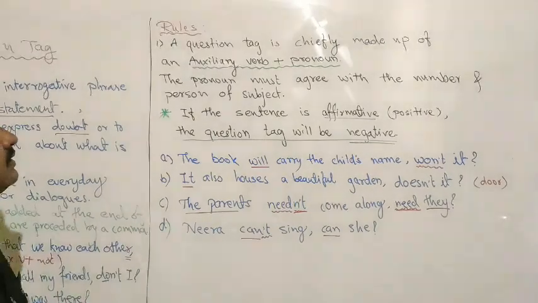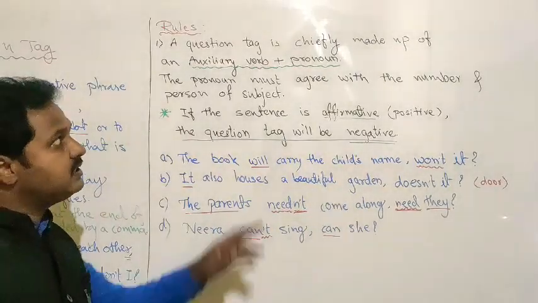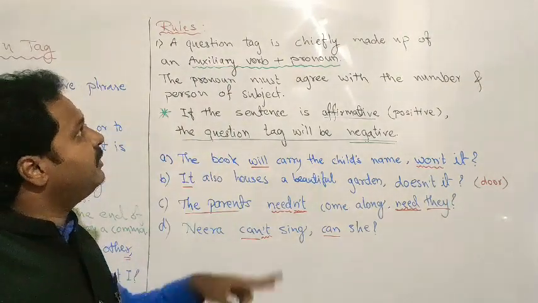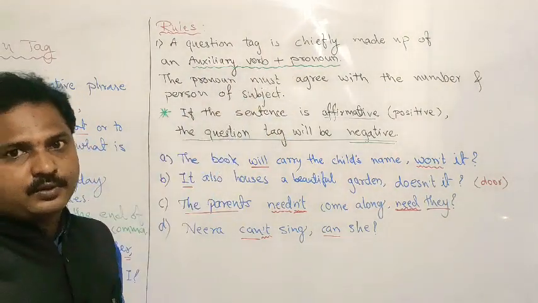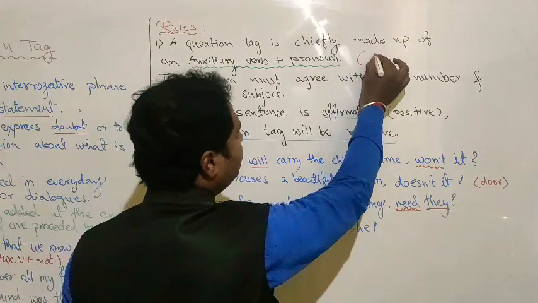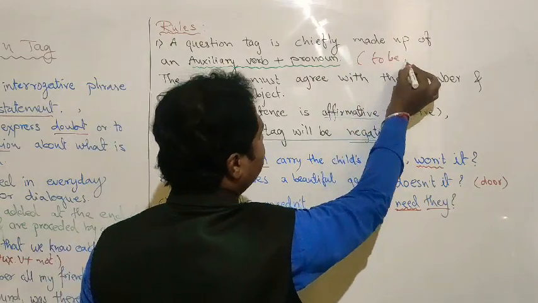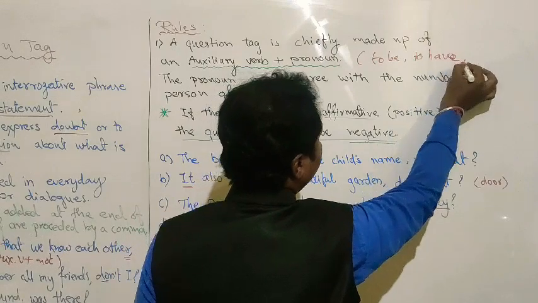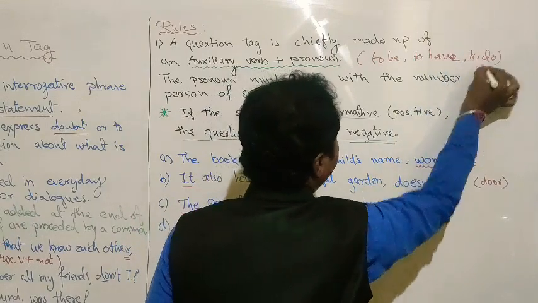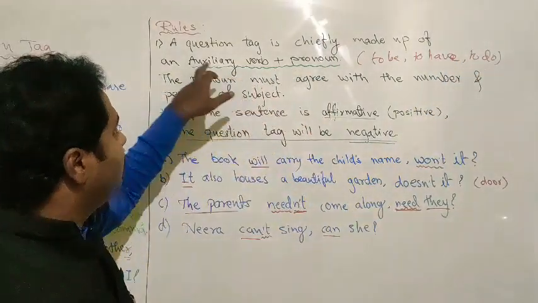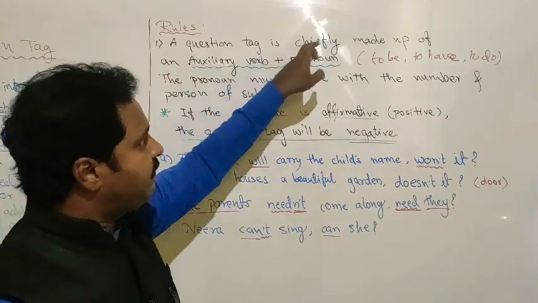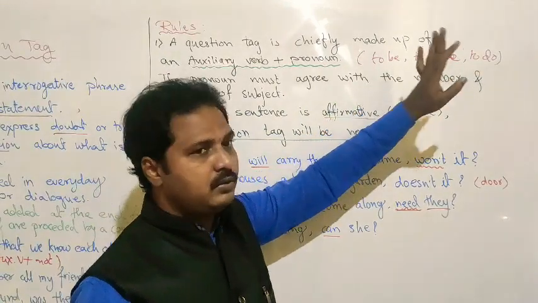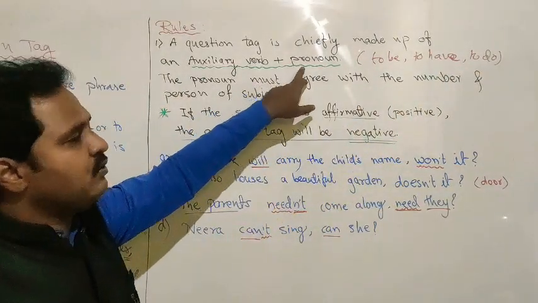The first one is that a question tag is chiefly made up of an auxiliary verb plus a pronoun. What is an auxiliary verb? That we know: to be, to have, or to do. These are the auxiliary verbs. The question tag is chiefly made up of an auxiliary verb, whatever to be, to have, or to do. Then a pronoun should be used here.